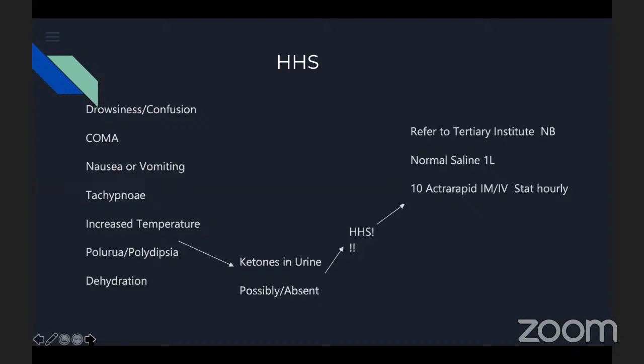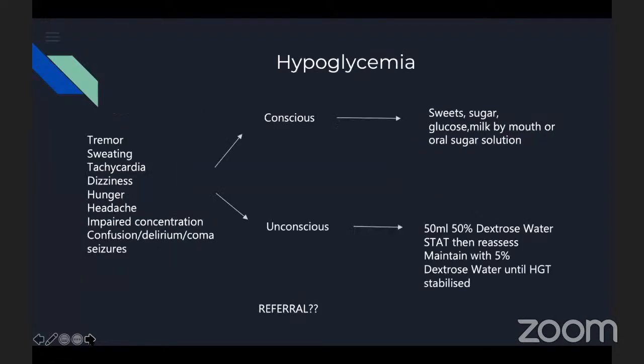So where DKA could have been above 13, 14, in these patients it's usually above 30. It can go as high as 50, even, hyperglycemia. And ketones may or may not be present in the urine. So if this does happen, then you have high suspicion of HHS. The initial management is similar to that of DKA. So you also need to rehydrate them, give them 10 units of Actrapid, and refer them to a tertiary institution, which is very important for their management.